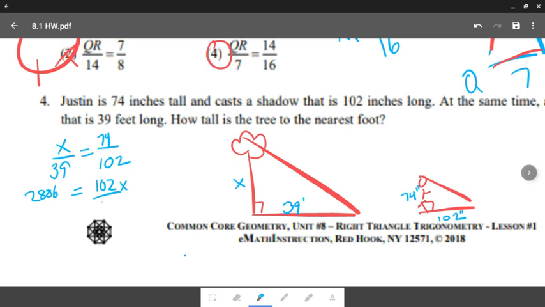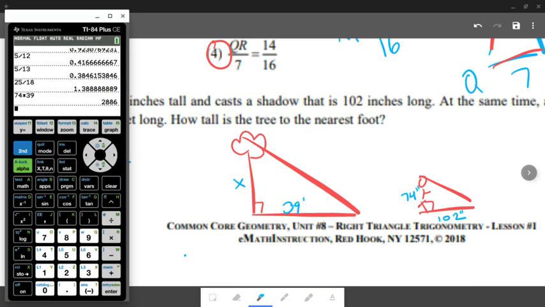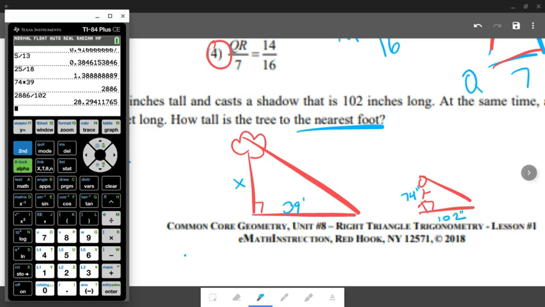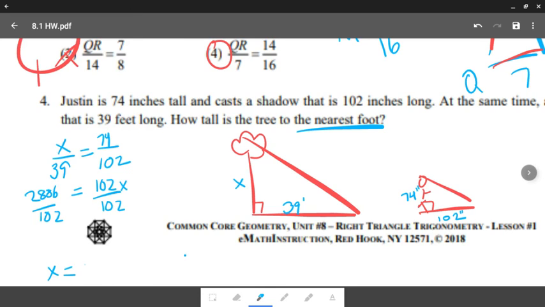All right, so divide by 102, and we're going to get x is equal to 2886 divided by 102. Looks like 28.29 feet. Now it says to the nearest foot, right? So 28.29 feet, that's just 29 feet. All right, and I'll make sure I include units in the answer, just like you got to do in Algebra 1. Next.